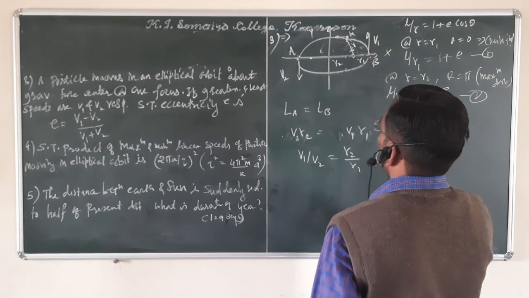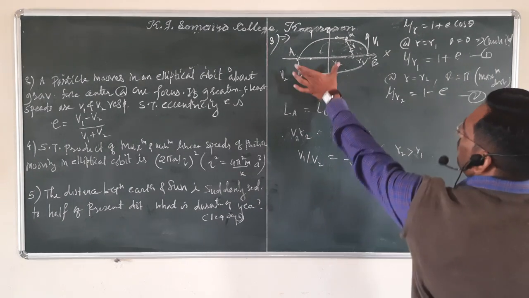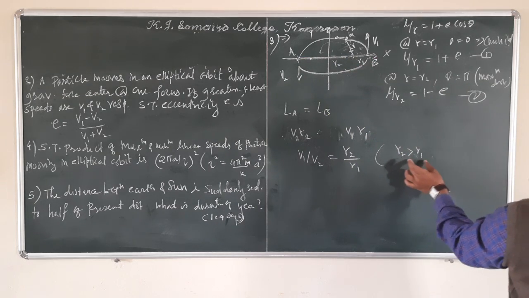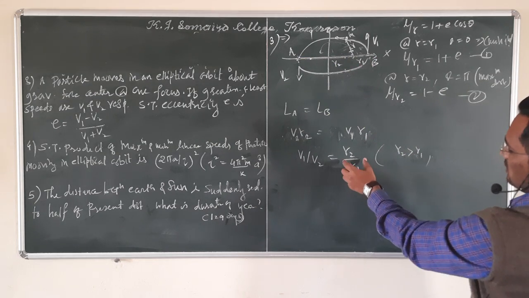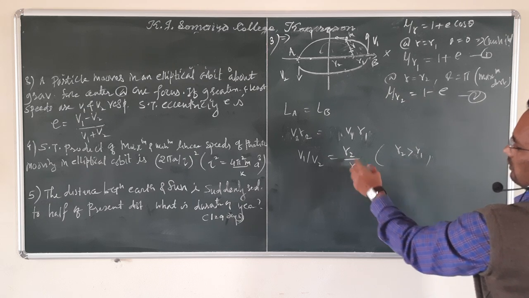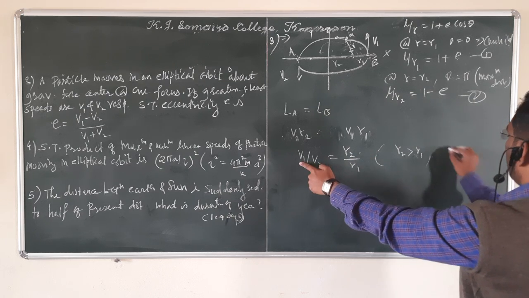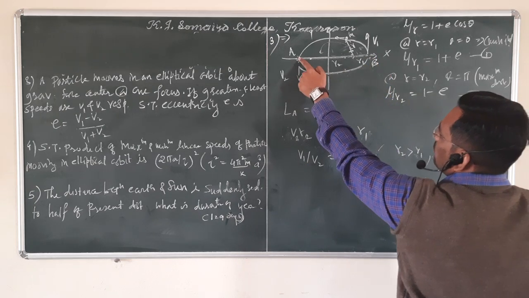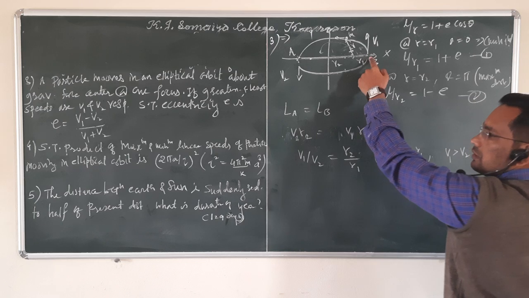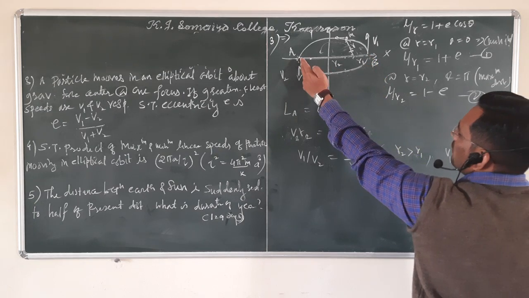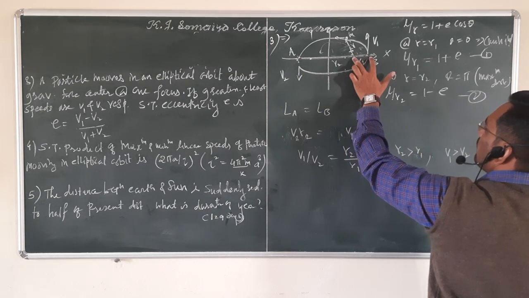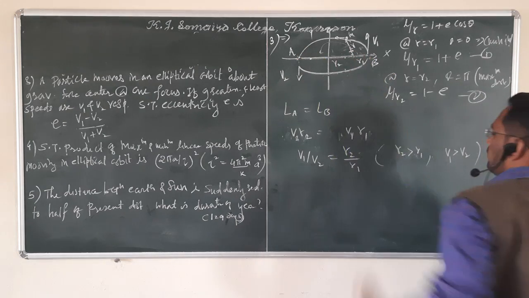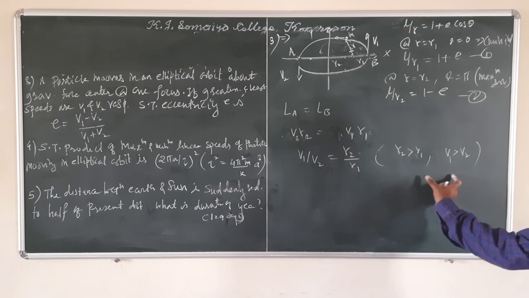Since R2 is greater than R1, see, R2 is this distance and R1 is this distance. If you take R2 divided by R1, this distance is greater than this distance, so R2 upon R1 is greater than 1, which means V1 is greater than V2. V1 is the velocity at point B and V2 is the velocity at point A. This point is known as perigee and this point is known as apogee. So velocity at minimum distance is maximum and velocity at maximum distance is minimum. So we can prove that over here.